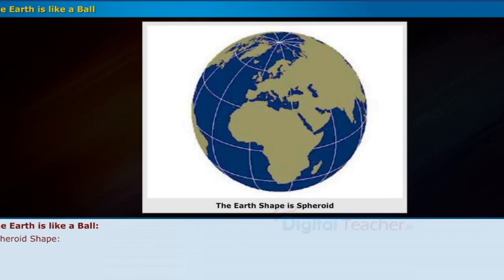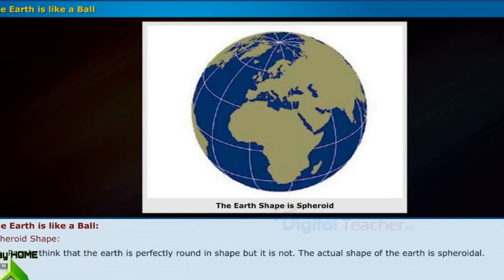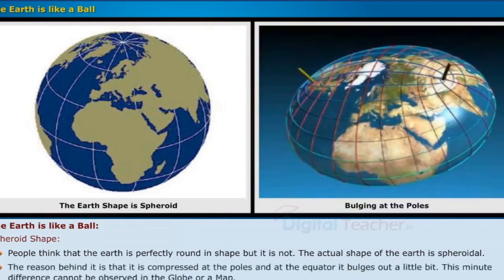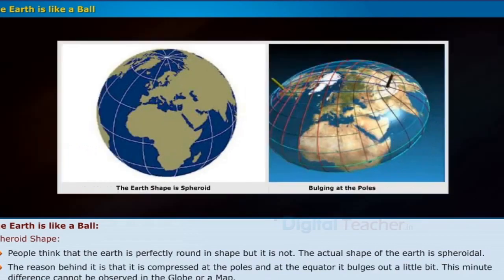Spheroid shape. People think that the Earth is perfectly round in shape, but it is not. The actual shape of the Earth is spheroidal. The reason behind it is that it is compressed at the poles, and at the equator it bulges out a little bit. This minute difference cannot be observed in the globe or a map.